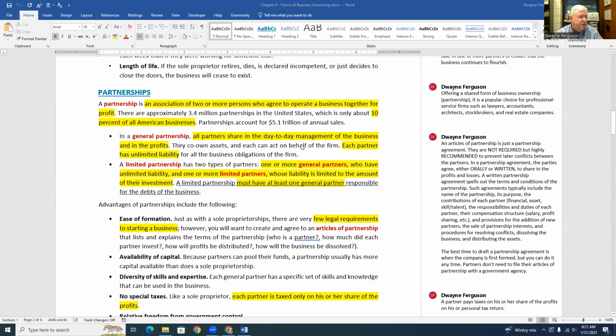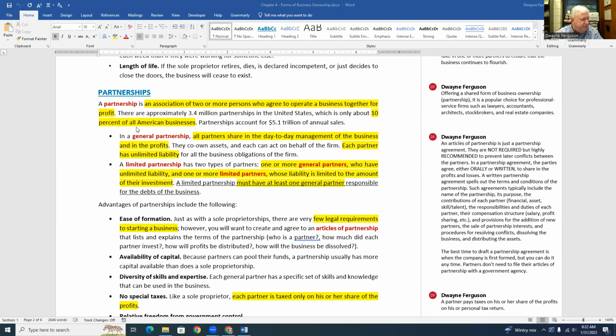Okay, so what if you want to have a little more capital to start out with, or more expertise, or you and another person have an idea to start a business? You can start a partnership. So two or more people operating a business for profit. About 10% of businesses in the U.S. are partnerships. There are some problems with partnerships, so that's why the percentage is so low. There are some disadvantages to it.